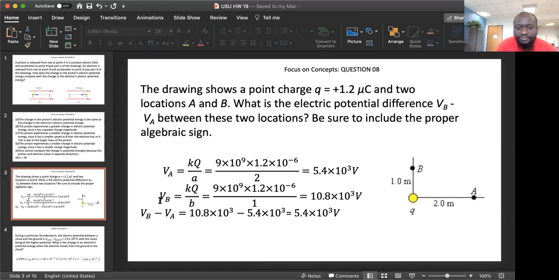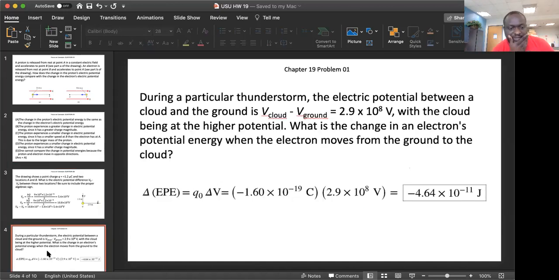Then for B, to get the potential at B, the distance from Q to B is 1. I do the same thing, the same charge, and I get double that. I take the difference. That's my potential difference. Is that okay? Okay. So that's how I get the potential difference there in volts. That's focus on concept question 08. Let's see chapter 19, problem 01.